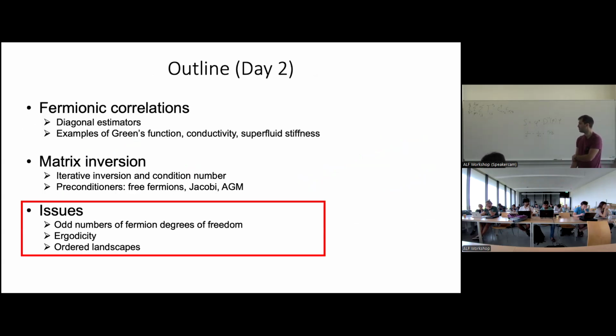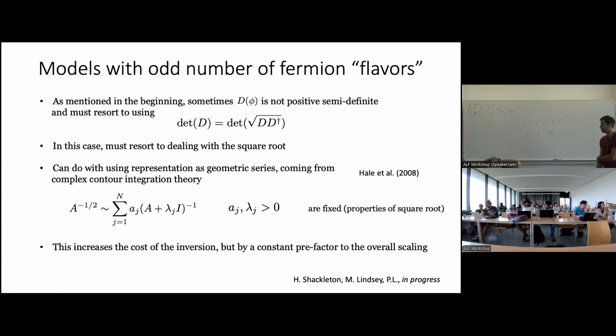So the various issues that I'll talk about are as follows. I'll talk about the issue when you have an odd number of fermion degrees of freedom. And then I'll talk about ergodicity issues, which Facher and company studied in a revival of this method. And then I'll talk about the problem with various ordered landscapes or quasi-ordered landscapes.